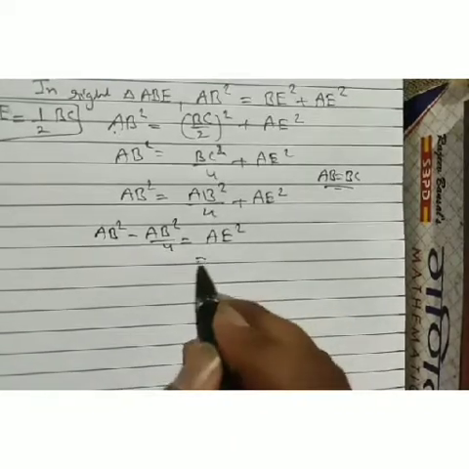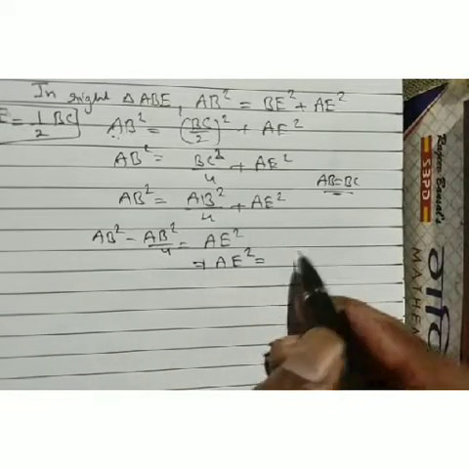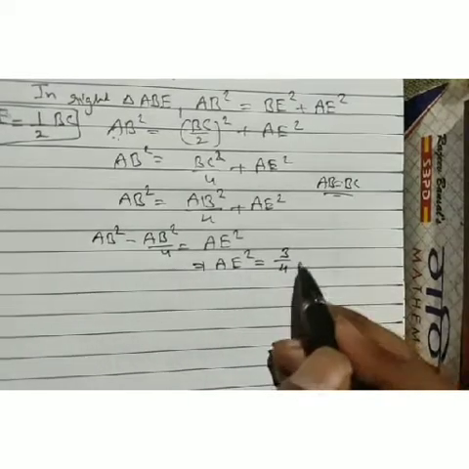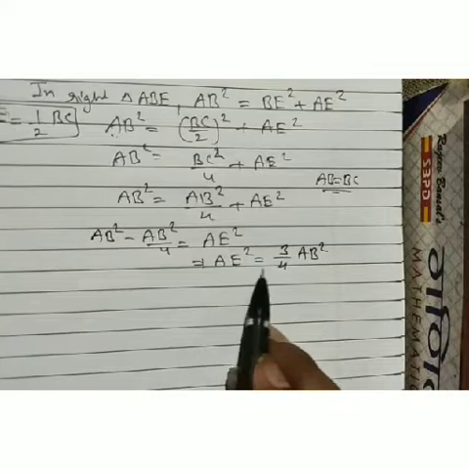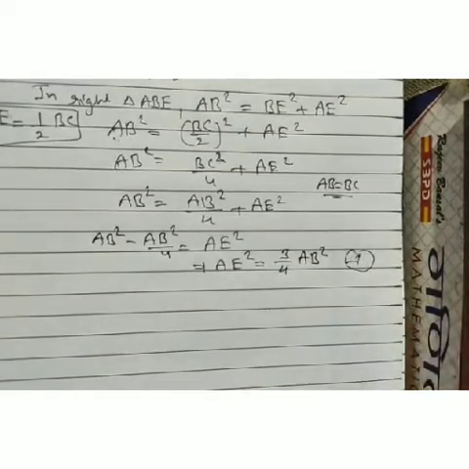And after solving, what we have? We have AE square is 4AB square minus AB square, then we have 3 by 4 times AB square. Now the value of AE square equals 3 by 4 times AB square. Take this as our equation number 1.